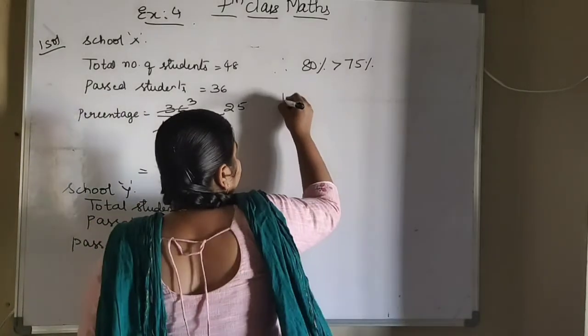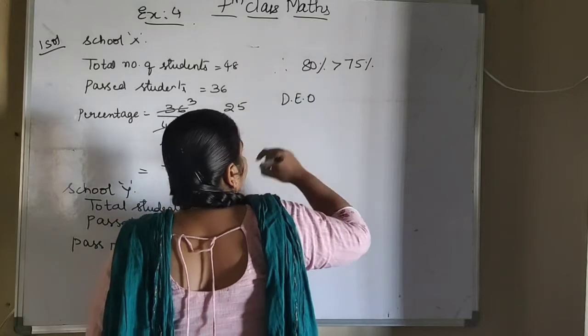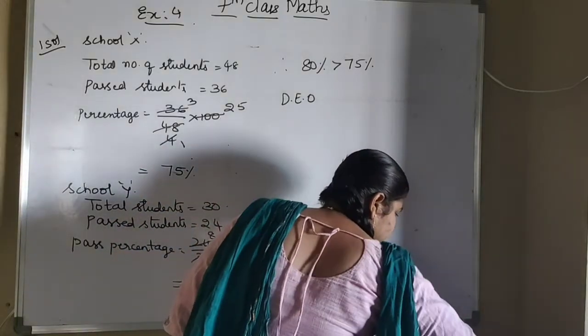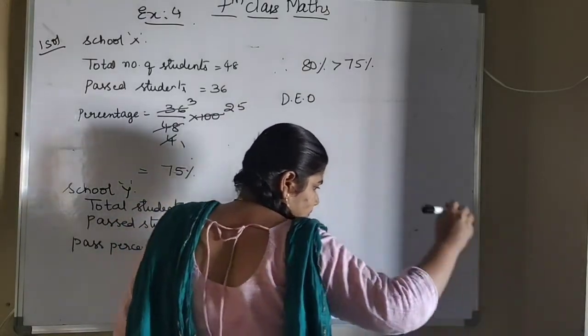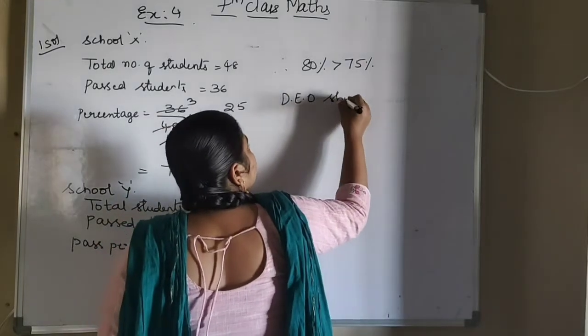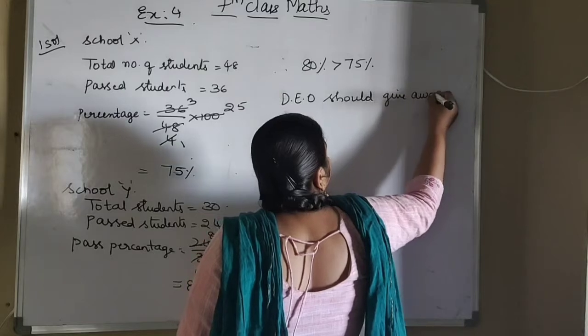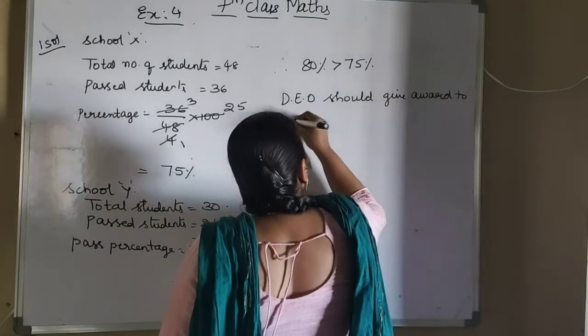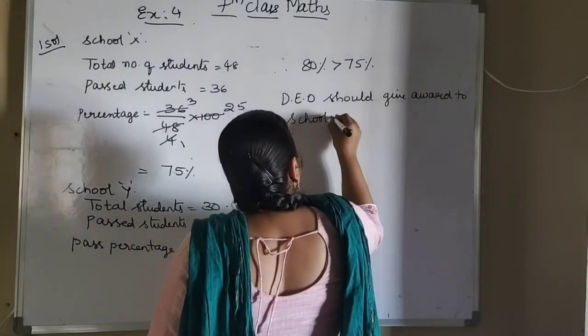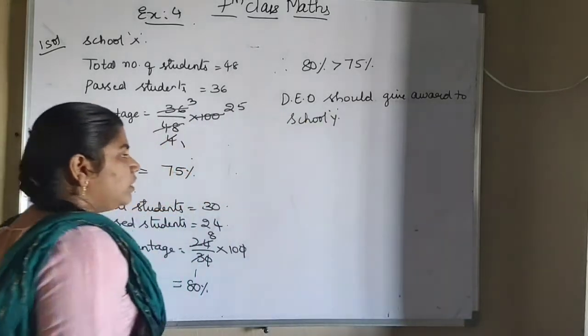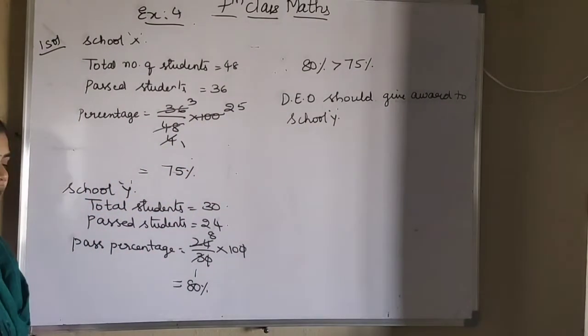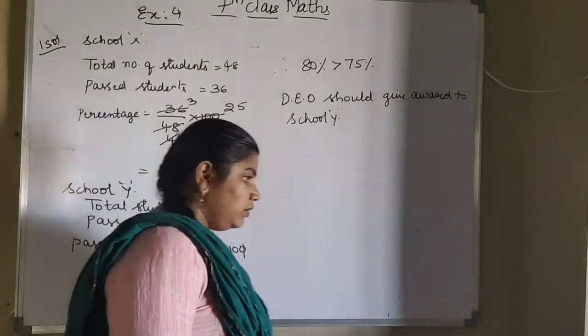So therefore DEO should give award to school Y. So this is our first solution. Next is the second one.